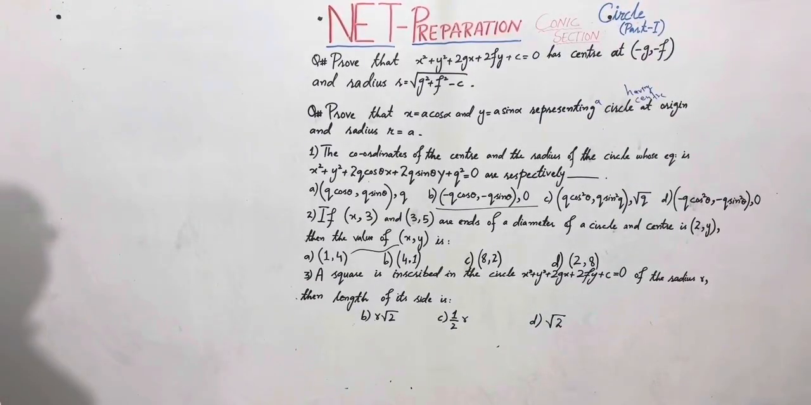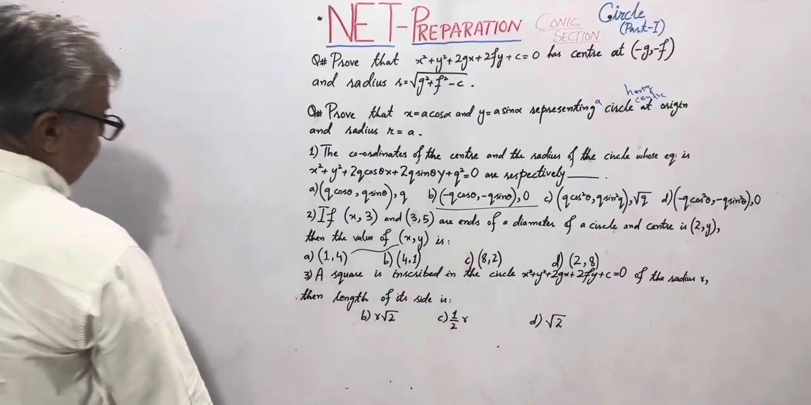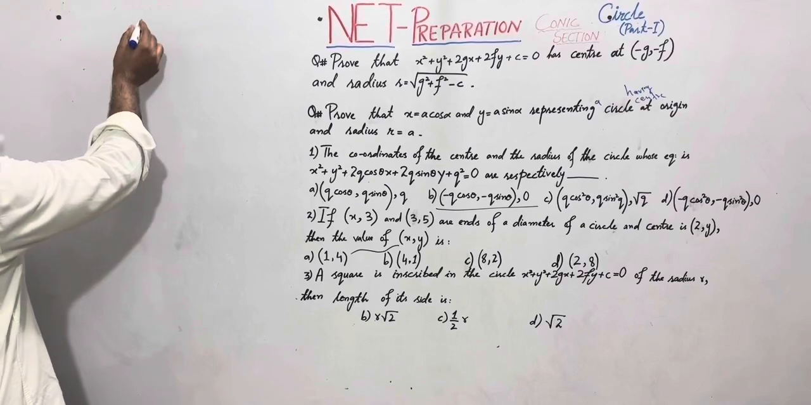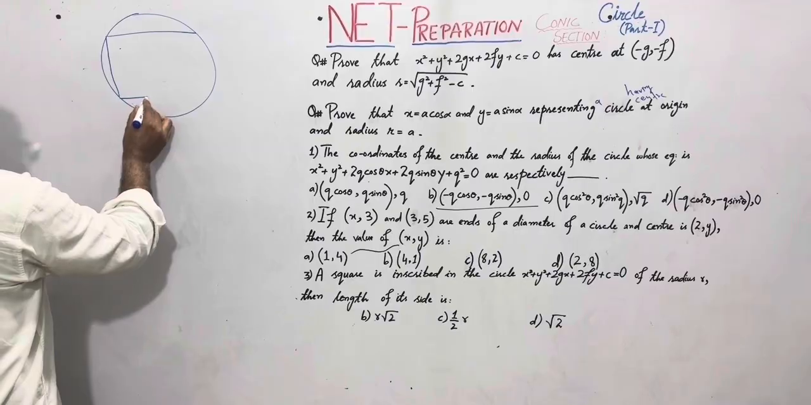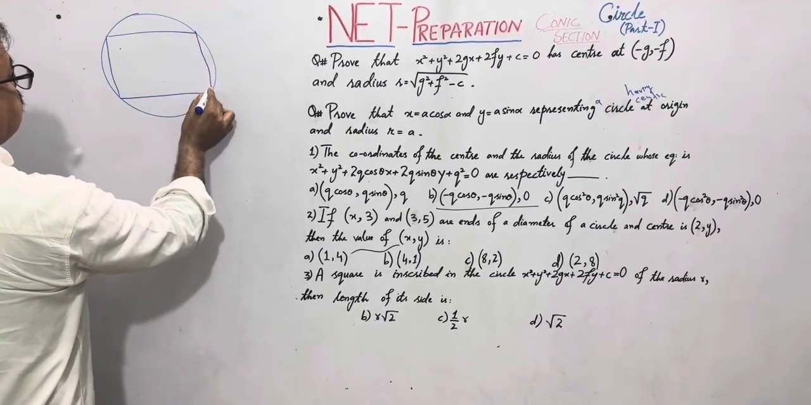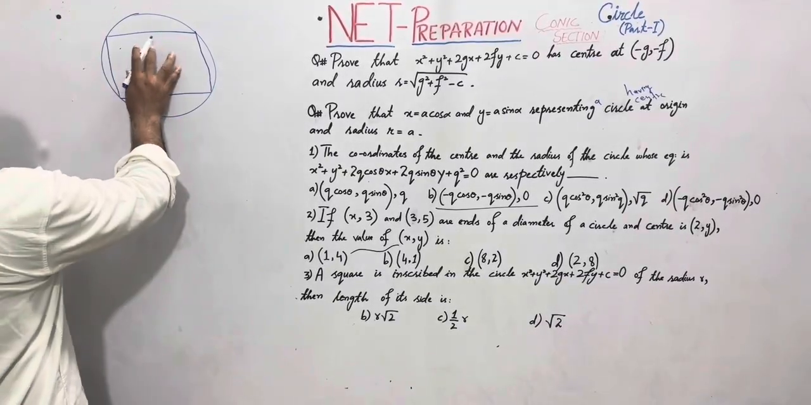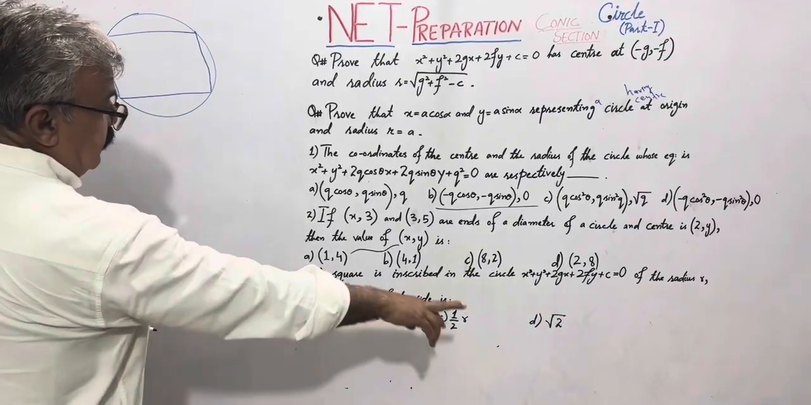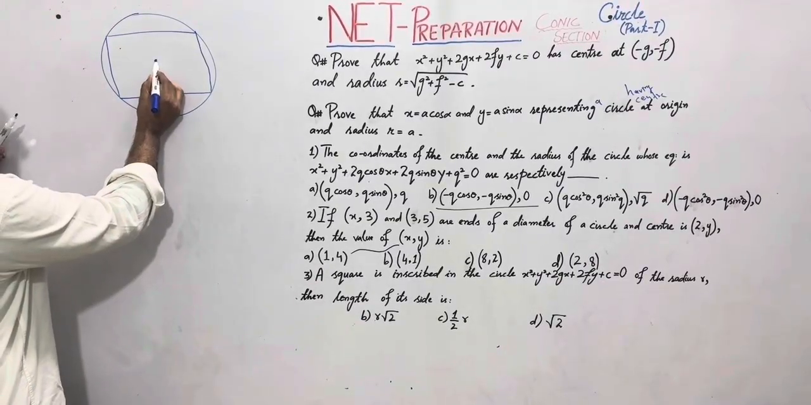A wonderful question, overlapping ECAT and BCAT. It reads: a square is inscribed in a circle. We have a circle, and a square has been inscribed in it. I beg your pardon if my square seems to be a rectangle. This is a square. A square is inscribed in a circle of radius r.